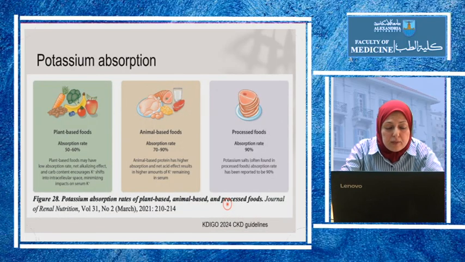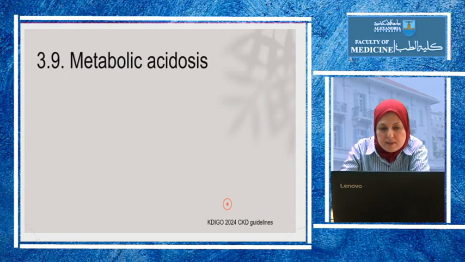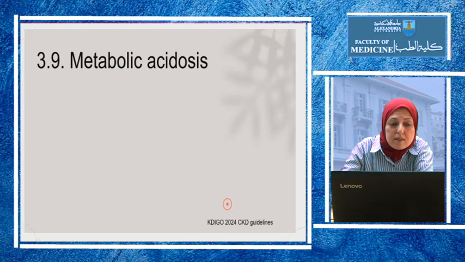And although we are afraid of plant-based foods, actually the absorption rate of potassium in plant-based foods is lower than that in animal-based foods and in processed foods. So again, plants are not as unhealthy as animal-based proteins in patients with chronic kidney disease.